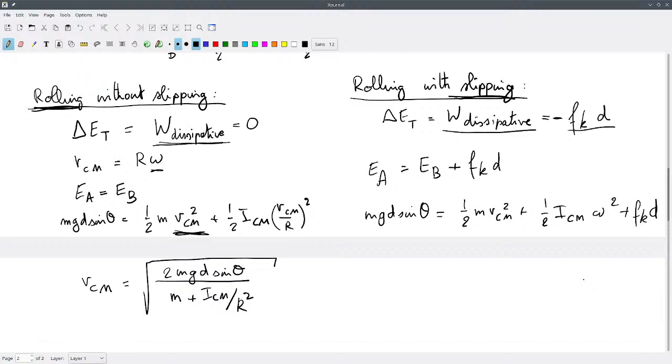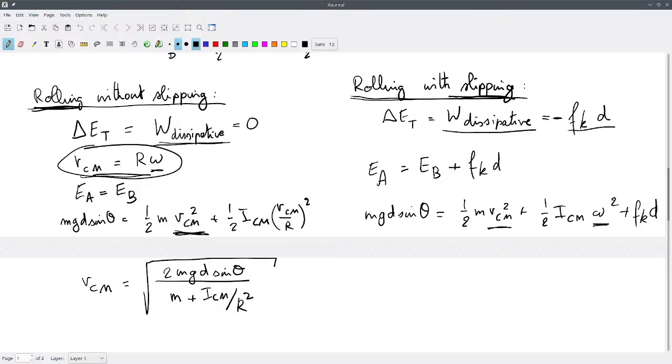Now, unfortunately, this is how far we can go with rolling with slipping using just energy considerations, and the reason is that we cannot rely on the fact that there's a connection between the center of mass linear velocity and the angular velocity at all times. At the bottom of the inclined plane, the center of mass velocity and the angular velocity will not necessarily be related by a single formula like this. So this is unfortunately as far as we can get.